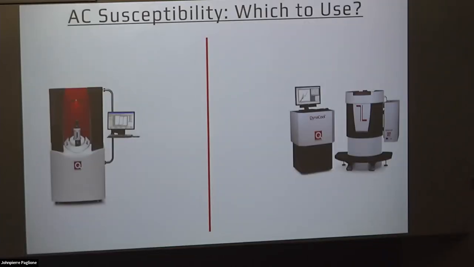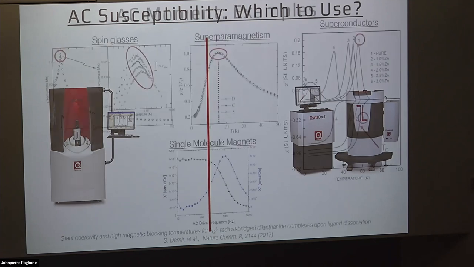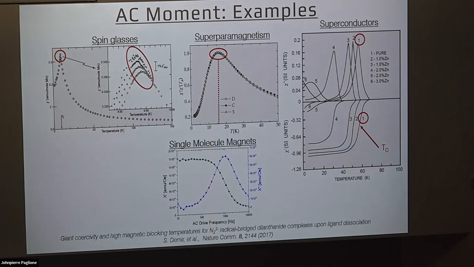Single molecule magnets also benefit from AC susceptibility. They're often interested in looking at the real and imaginary components as a function of frequency here. So this is measured in a Dynacool from 10 hertz all the way up to 10,000 hertz, looking at the dynamic processes of these types of systems. So which one to use? The bottom part is from the ACMS. This one here? Yes, ACMS-2 for the Dynacool. What's the frequency limit in the swing?